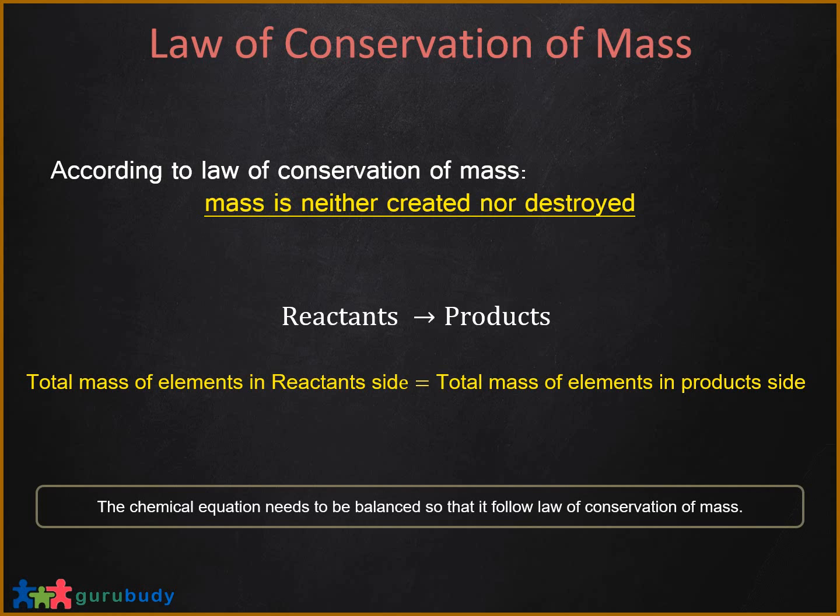Now, when you write a chemical equation, it always has to satisfy the conservation of mass. To make it satisfy conservation of mass, it has to be balanced, and we will talk about what that means. So now think about what's going on here.